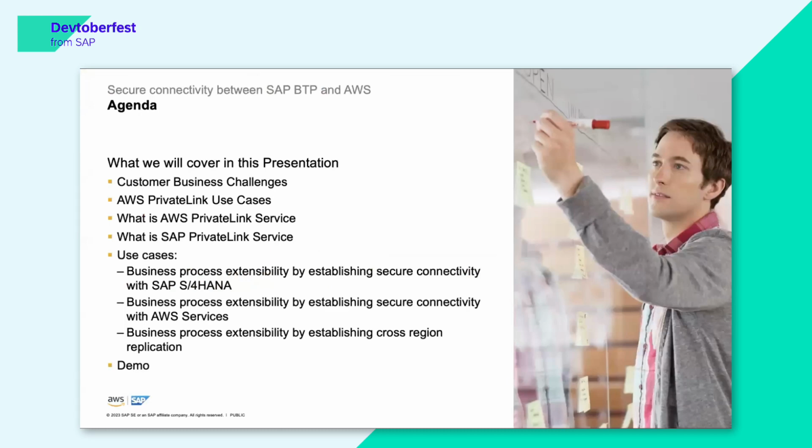So what we'll be looking at today, we will look at some of the main business challenges and then the use cases that we provide to address these challenges. We'll look at AWS Private Link service, and then obviously the SAP Private Link service that sits on top of AWS Private Link. We'll look at some connectivity use cases for S/4HANA, some native AWS services, and also some cross-region replication. And finally, I'll hand over to my colleague Farouk to perform a demo of a solution utilizing SAP Private Link.